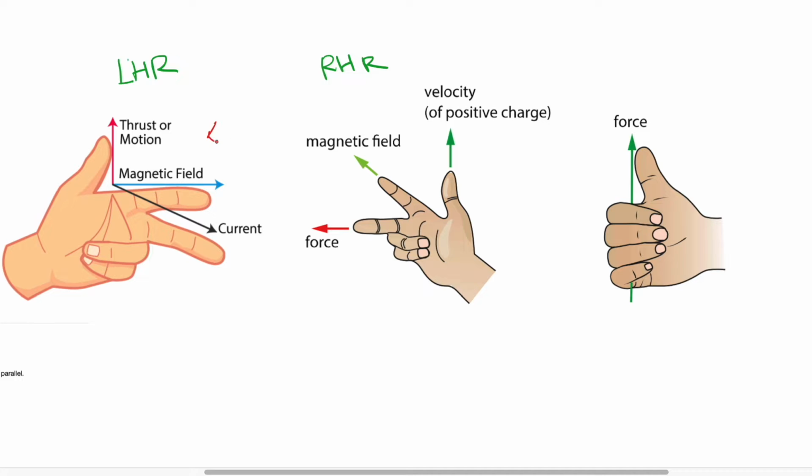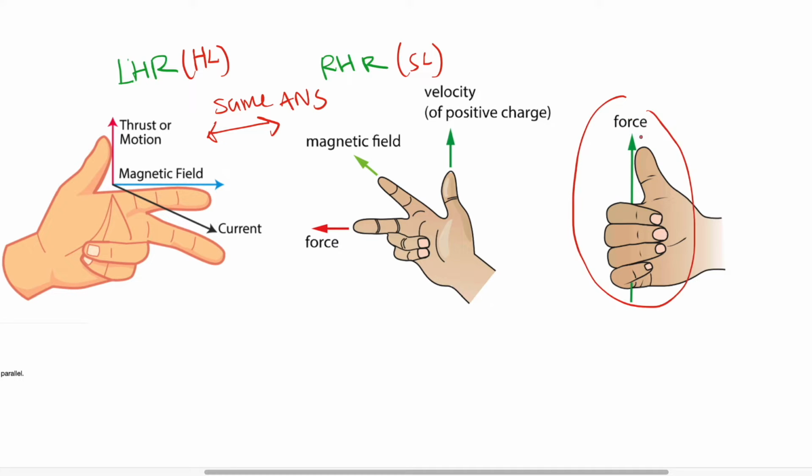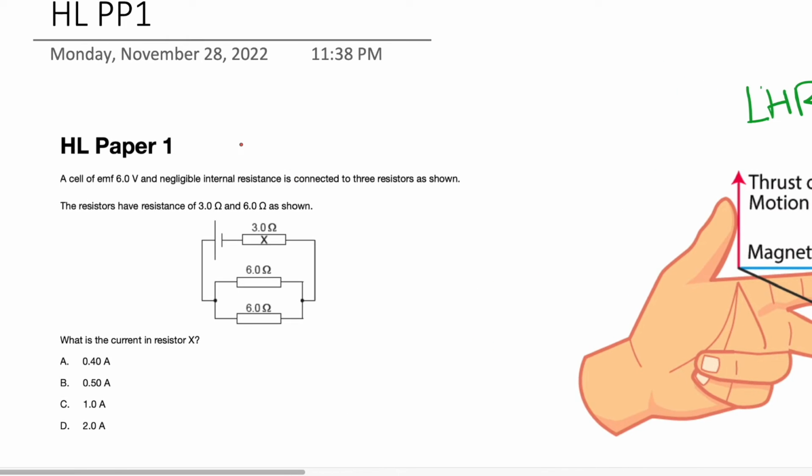Eventually, those two will give us the same answer, right? In the SL paper, I used the right-hand rule. In the HL paper, I will be using the left-hand rule just to show you two different ways of solving a problem. When you see the current and you want to know the direction of the magnetic field, or you see the direction of the magnetic field and you want to know the direction of the current, this is the method we often use, using your right hand. So now I will be solving the problems to show you the different way.